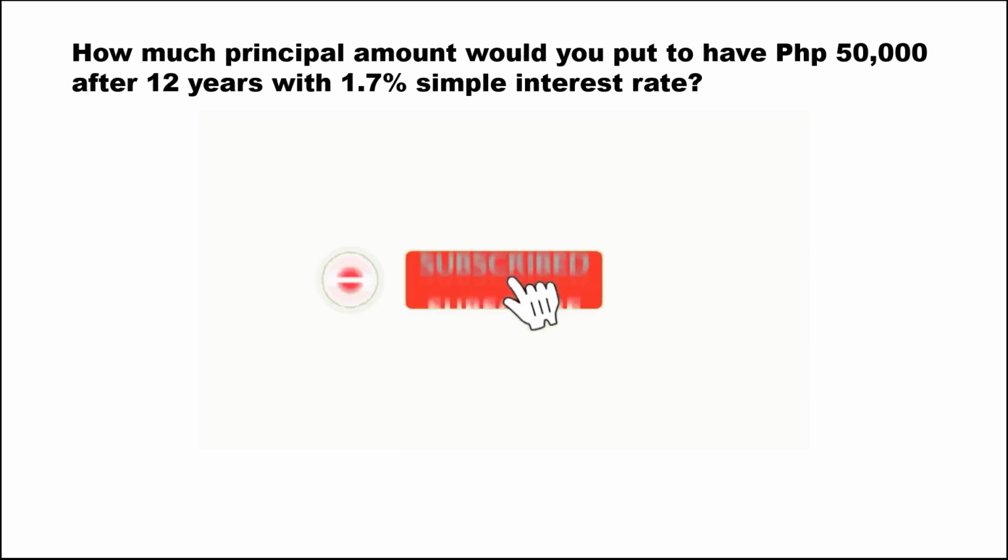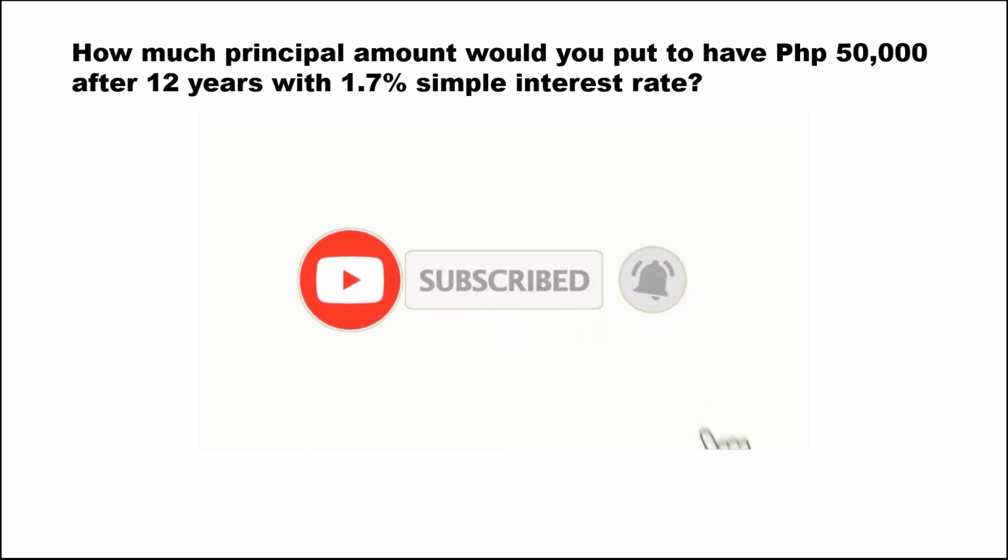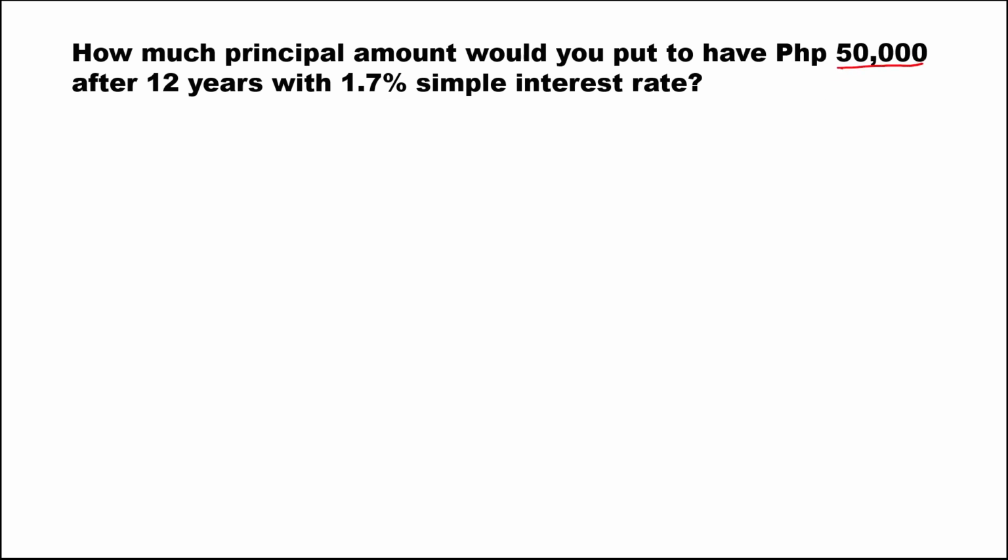So for this problem, how much principal amount would you put to have 50,000 pesos after 12 years with a 1.7% simple interest rate? Since this problem is simple interest, this is the formula we're going to use to solve it. The interest equals the principal times the rate times the time.